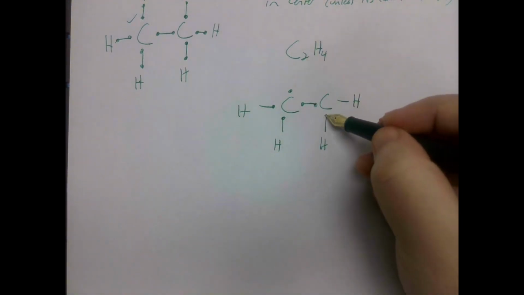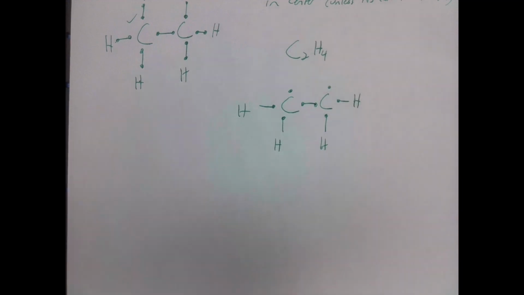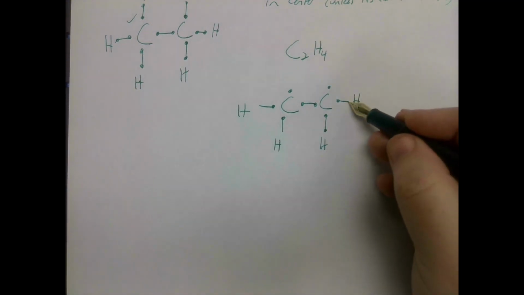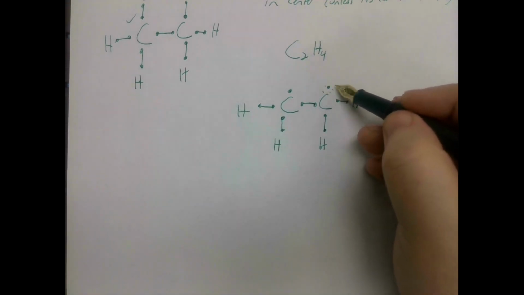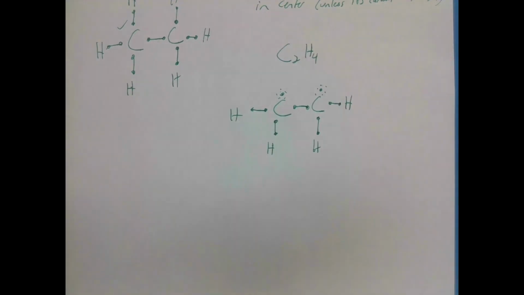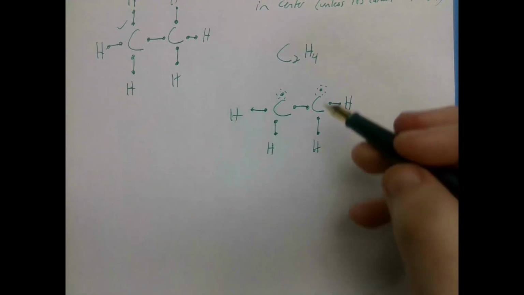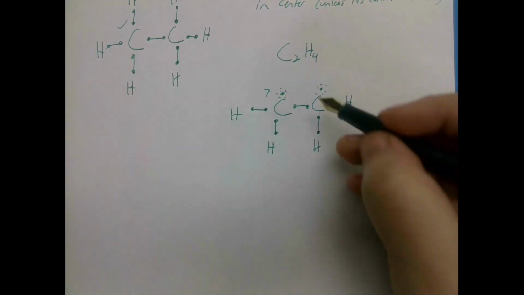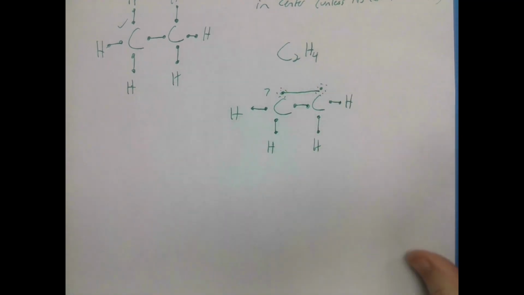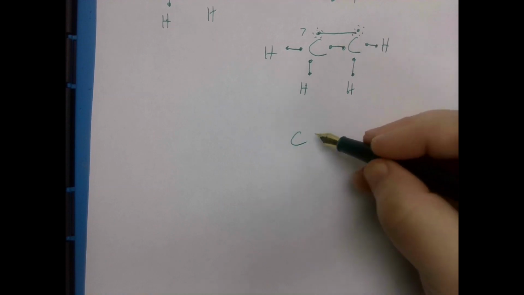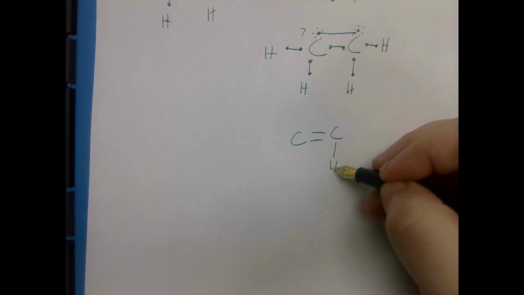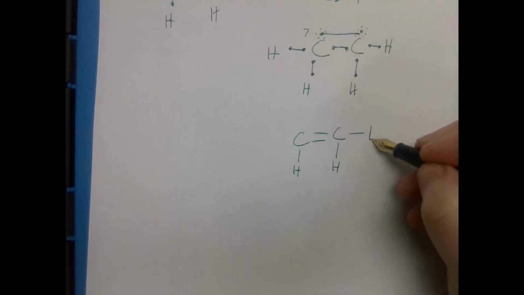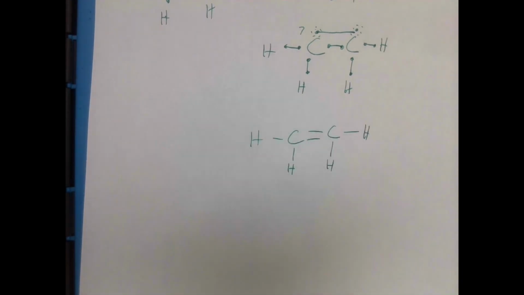This one has 1, 2, 3, 4. We need to add an additional dot there. And then hydrogen has 1, hydrogen has 1, hydrogen has 1, hydrogen has 1. You cannot have a dot by itself. Not only that, this has 7 around it, and it wants 8. So we need to link these up together. And thus we get a double bond between the 2 carbons.